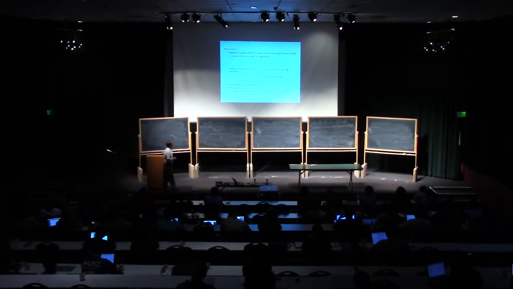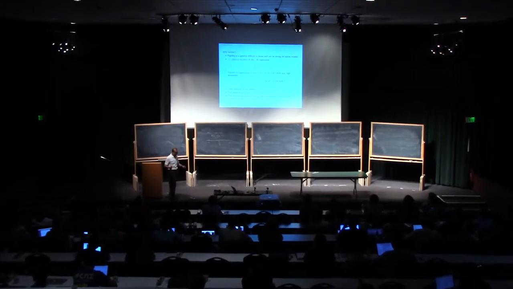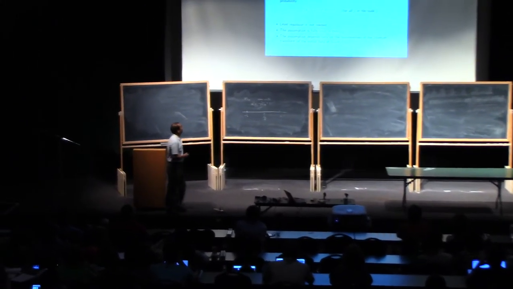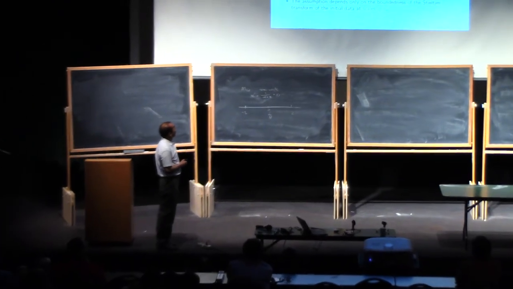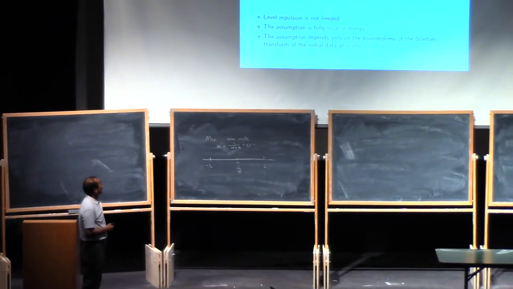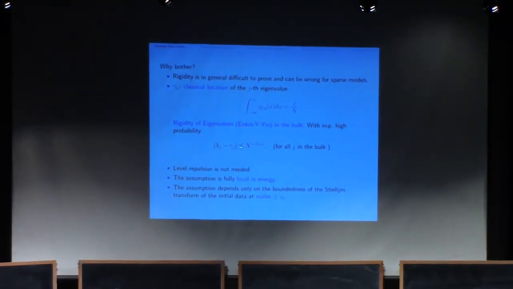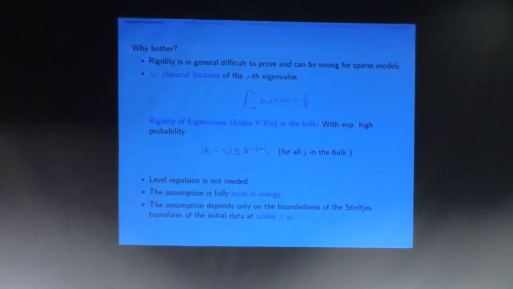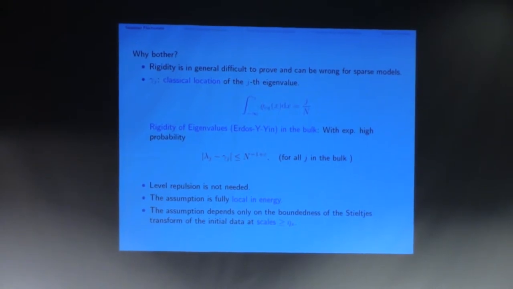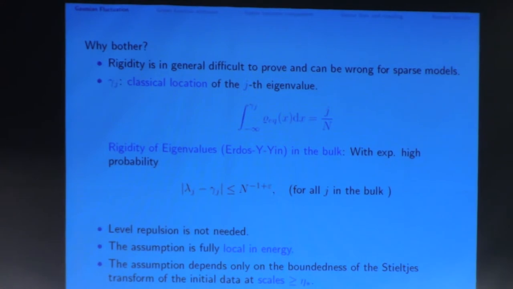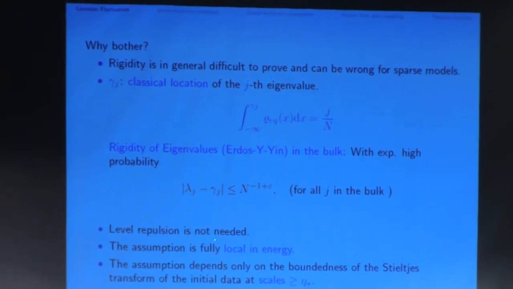For those of you who know, there is a concept of rigidity. It means an eigenvalue has to be quite close to its classical location. But this is not an easy result to prove. And the second thing is that there is an estimate called level repulsion. Level repulsion was always assumed in the previous work, and now there is no assumption of level repulsion.